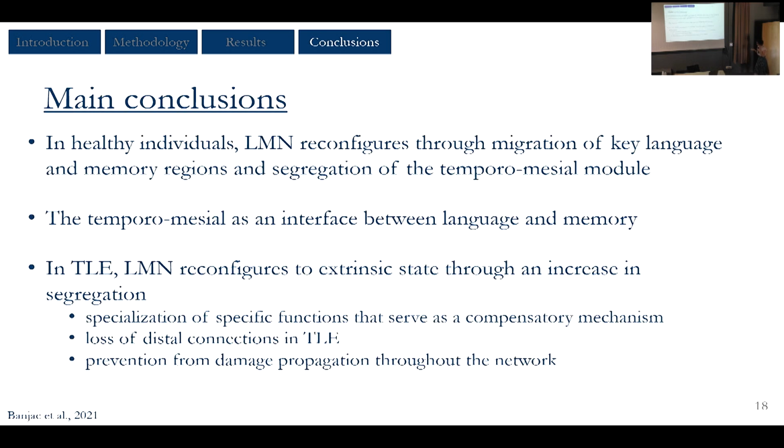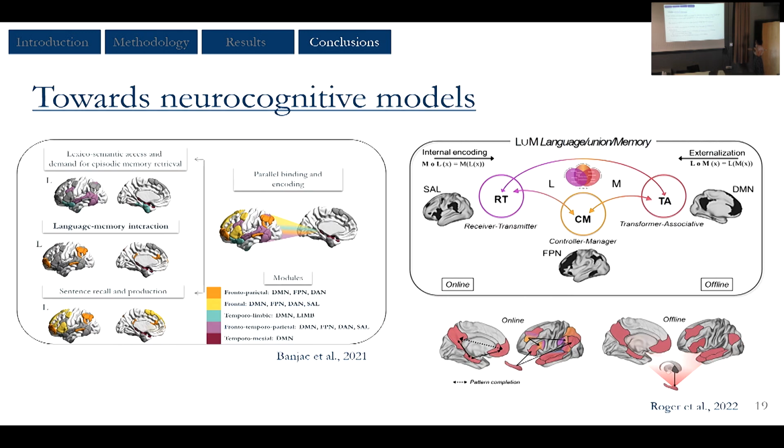So to conclude, in healthy individuals, the language and memory network reconfigures through migration of key language and memory regions, and there is also segregation of the temporomesial module that can act as an interface between language and memory. However, in temporal lobe epilepsy patients, the reorganization is evidenced through higher segregation, which can be explained in different ways. It can be that it supports functions that they need to overcome the lack of interface, or it could be due to loss of distal connections in temporal epilepsy, or it could be to prevent damage propagation through the network.